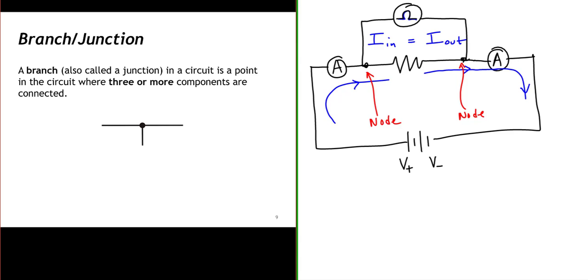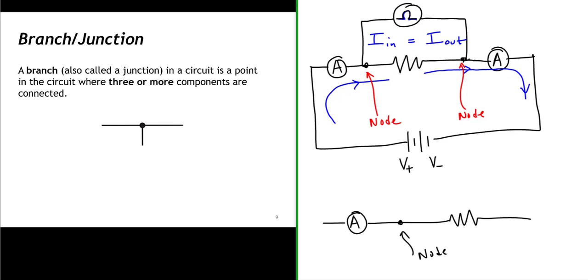Now, a branch in a circuit, which is also called a junction, is a point in the circuit where three or more components are connected. So in other words, it's like a branch of a tree, a fork in the road. So if we look at the ammeter on the left in the circuit above, if the ammeter were just attached to the resistor, we would see that it was attached at this node.